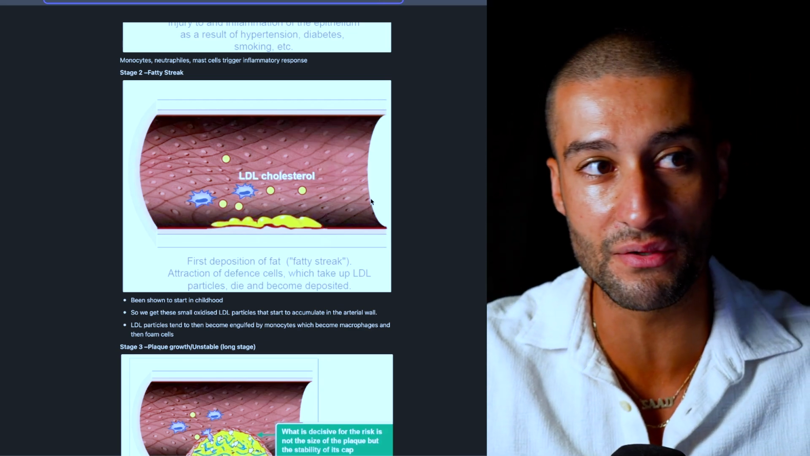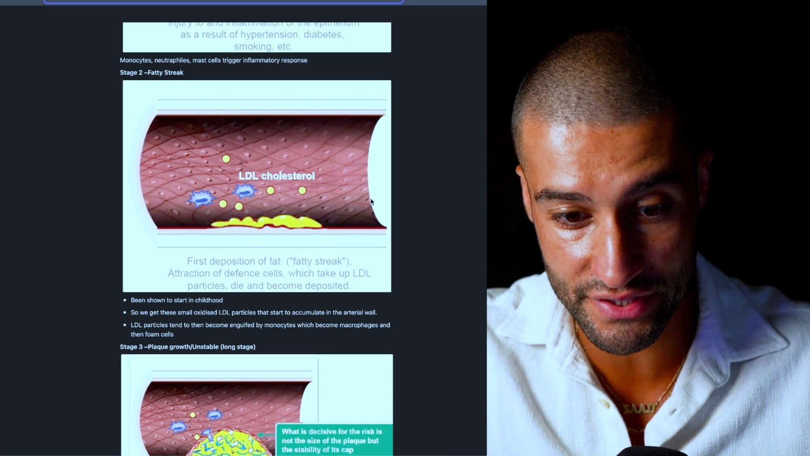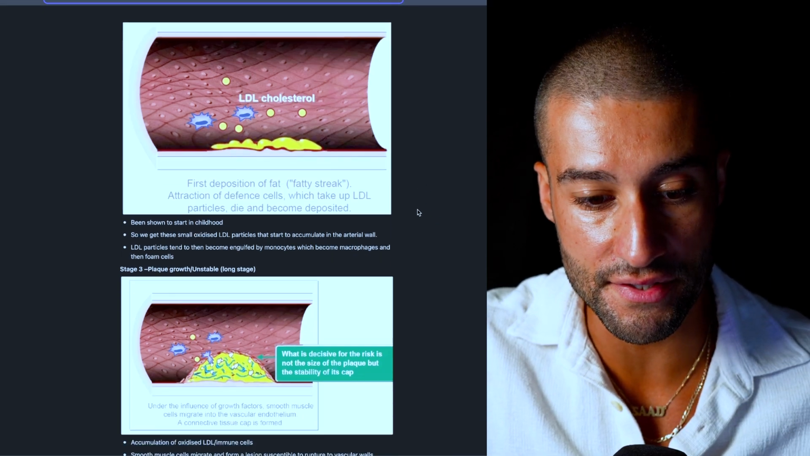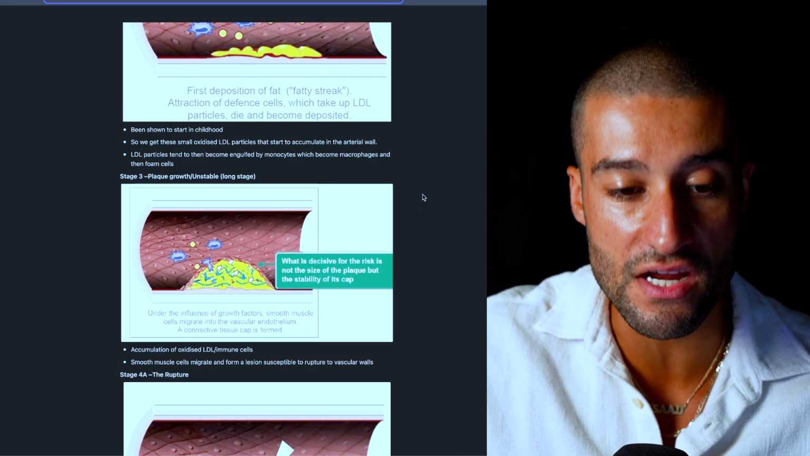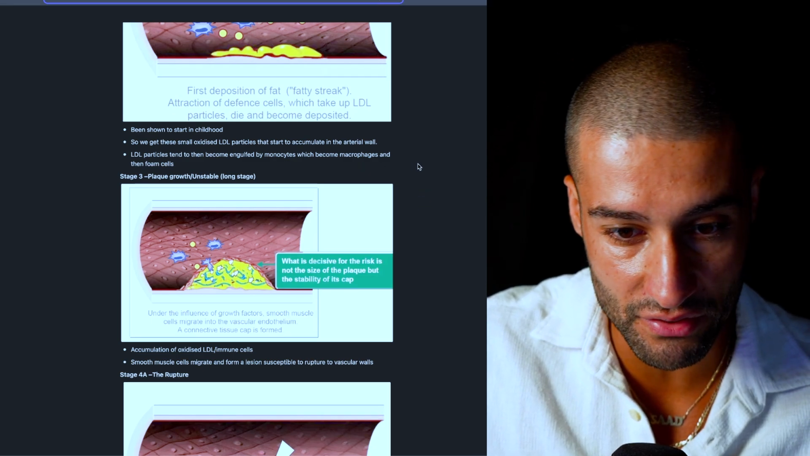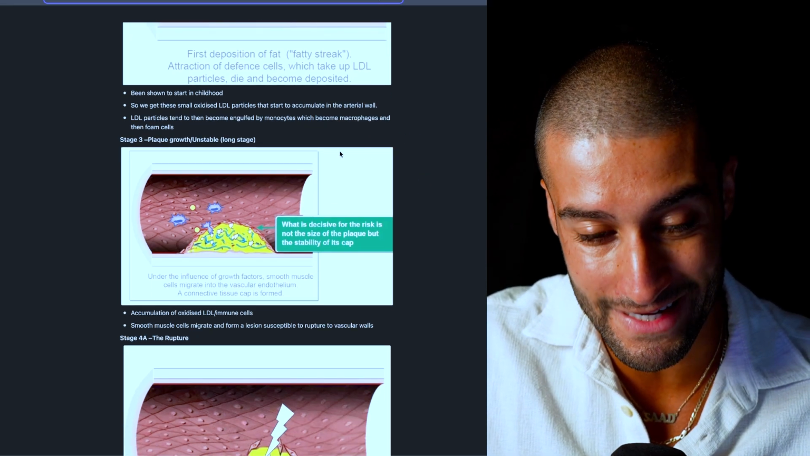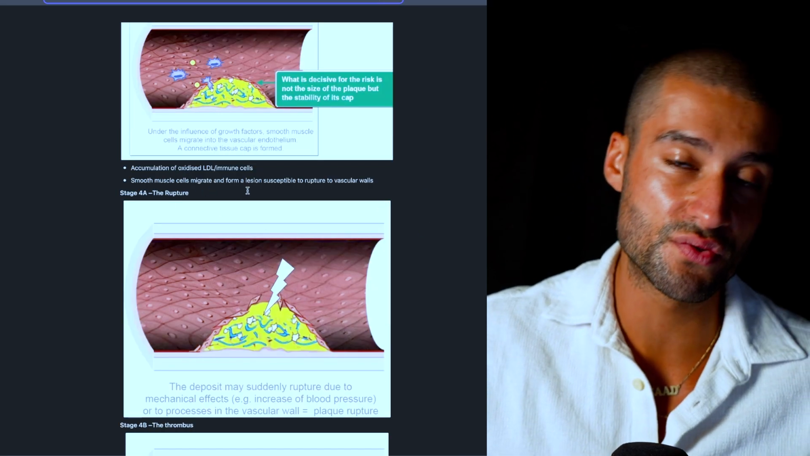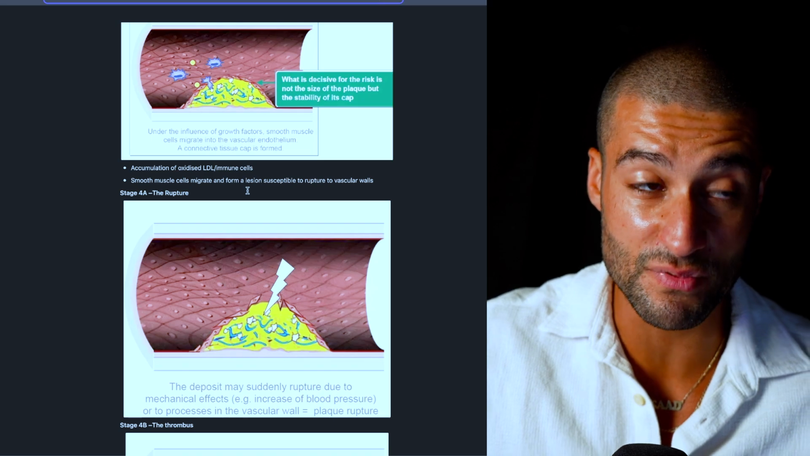So if we have a lot of LDL being produced, then we have a lot of it being deposited, is what we typically see anyway. These small oxidized LDL particles start to accumulate in the arterial wall. Plaque ends up building up. Then smooth muscles migrate, and they're susceptible to rupture.